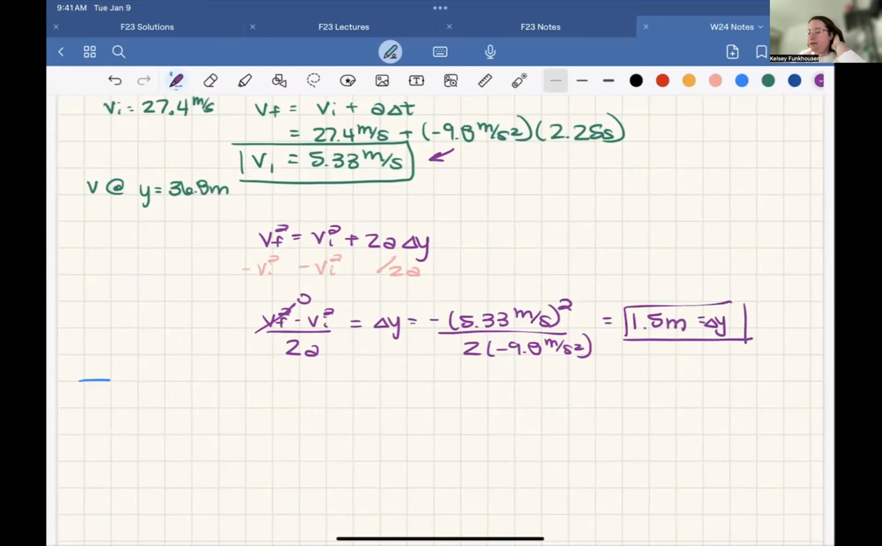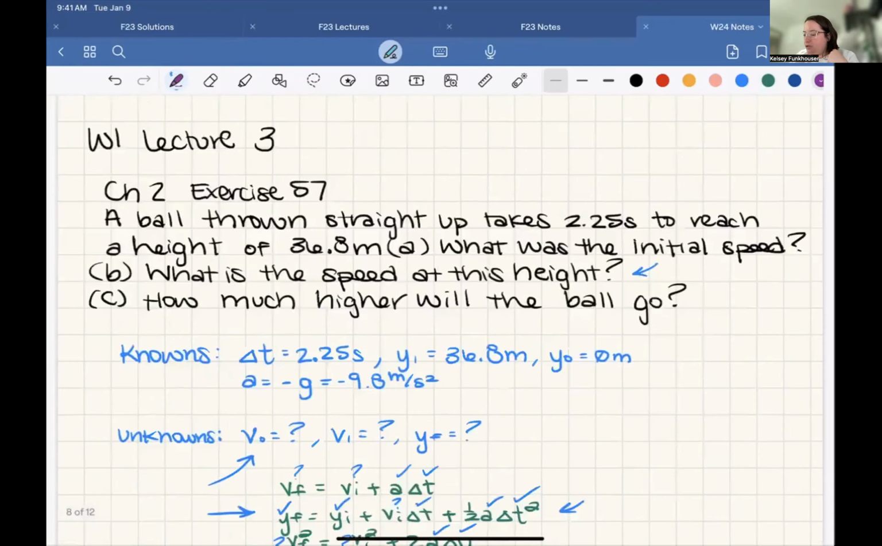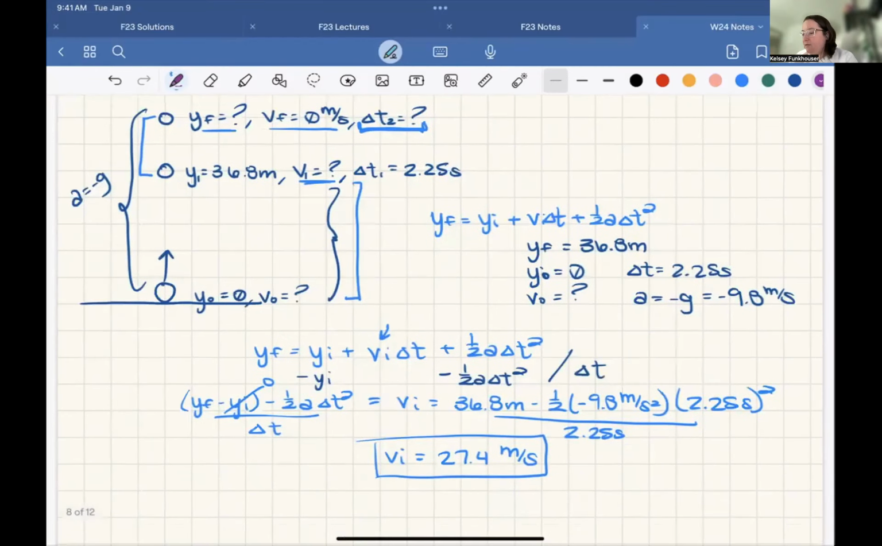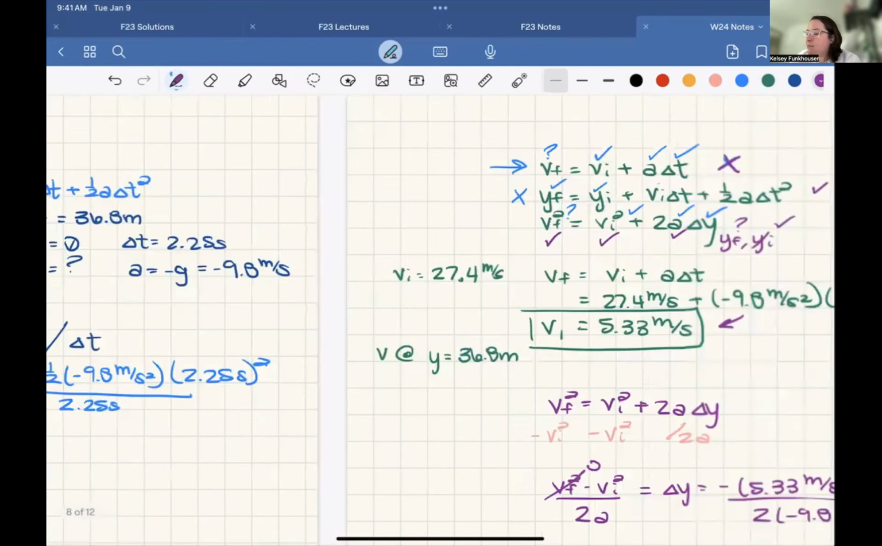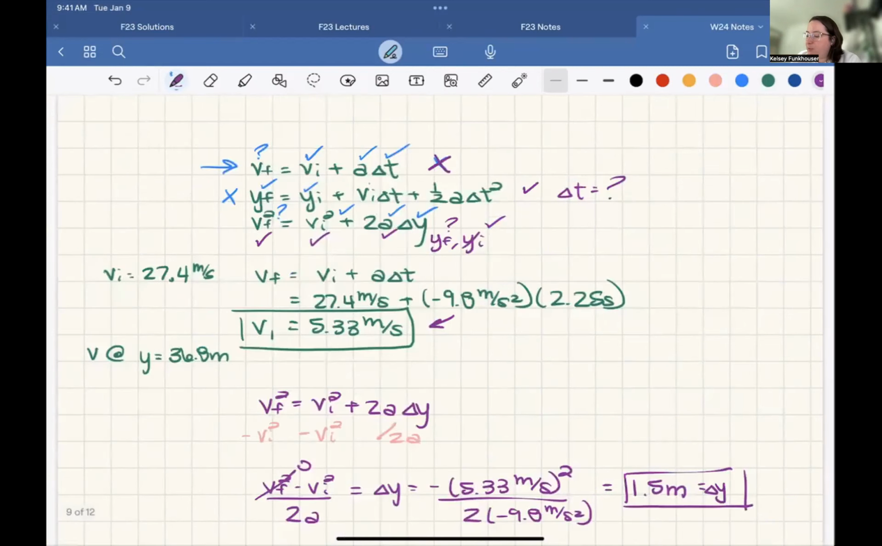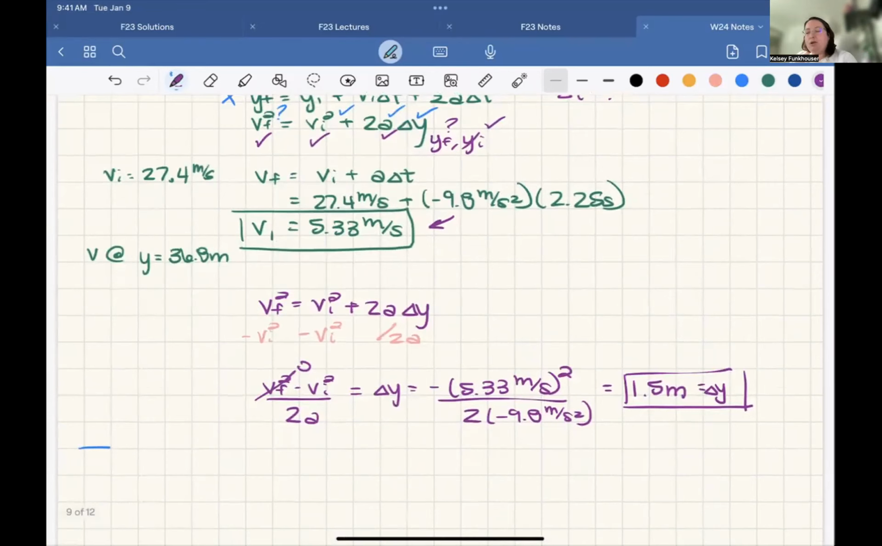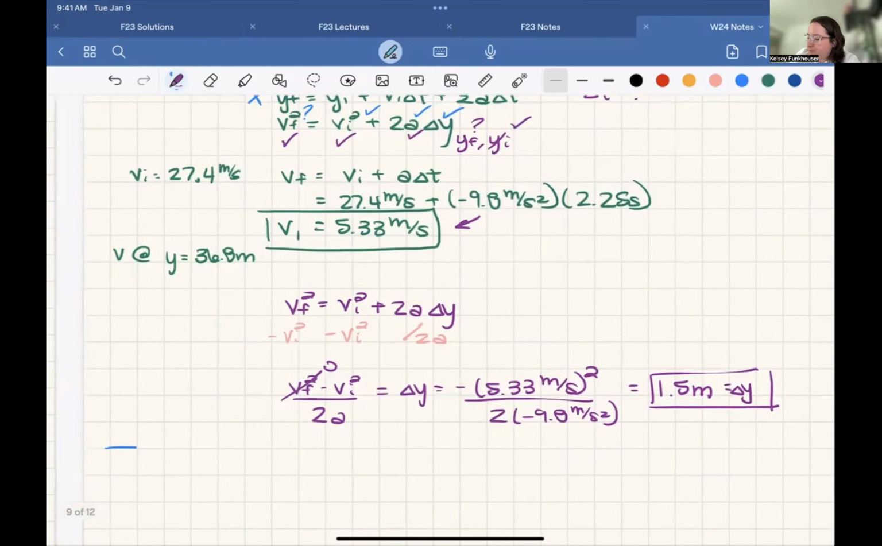And that makes sense because, so we looked and our initial velocity was 27.4 meters per second. And then when it got to 36.8 meters, the velocity was 5.33. So it's really decreased, which makes sense because the acceleration was acceleration due to gravity, which was pointing down. So it was counteracting the velocity. So it makes sense that it wouldn't go up that much higher.